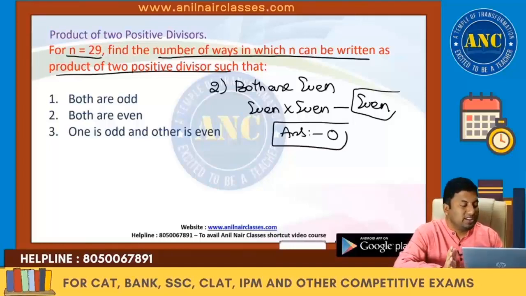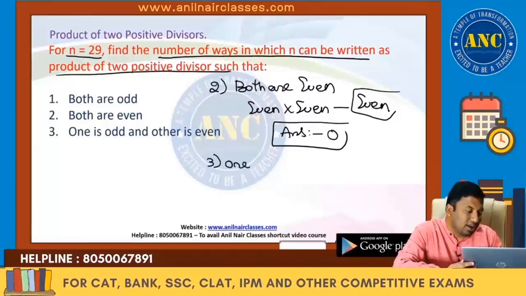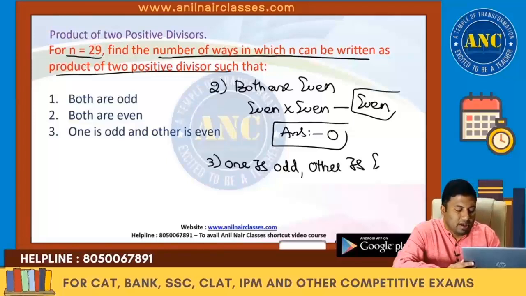Second one, I hope it is clear, right? Third one. One is odd, another is even. If one is odd, the other is even. Odd number into even number.